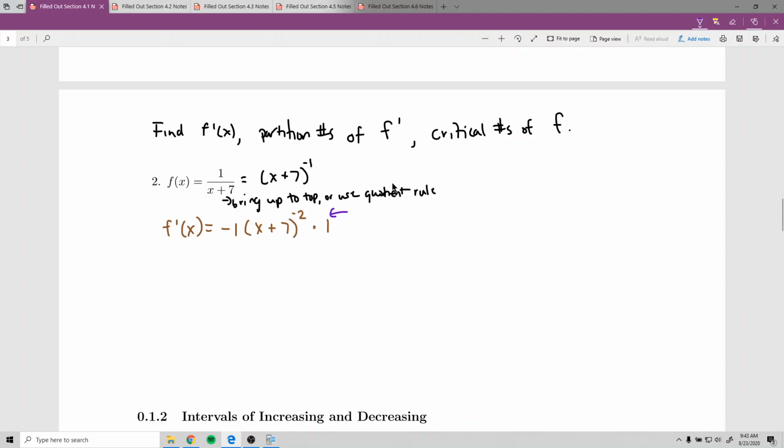Because it might have been a while since you've done the chain rule, I'll just write a little comment here. The 1 is from the chain rule, even though it doesn't affect our answer. You don't want to forget that. If it was 2x plus 7, then you would have a number there to affect your answer.